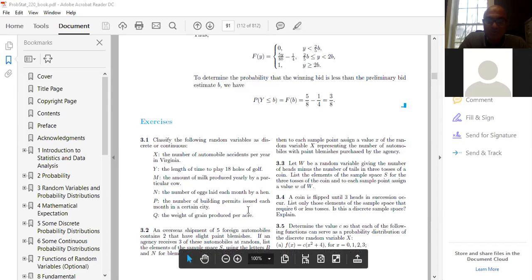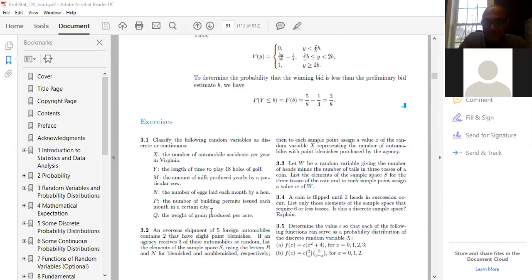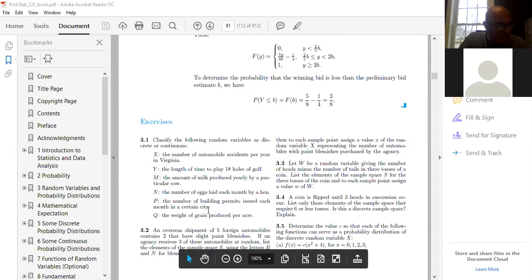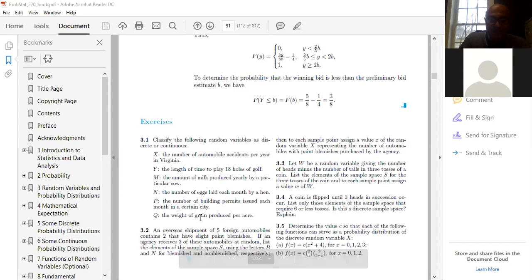The number of building permits issued in a month in a certain city. So it's discrete. The number of permits issued is either 1, 2, 5, but it's not 5.2. The weight of grain produced per acre. That is continuous, because it could be anything, right? It could be 100 quintal, 100 tons, 5 quintal, 1 kilogram, 200 grams, something like that. So it could be any number.